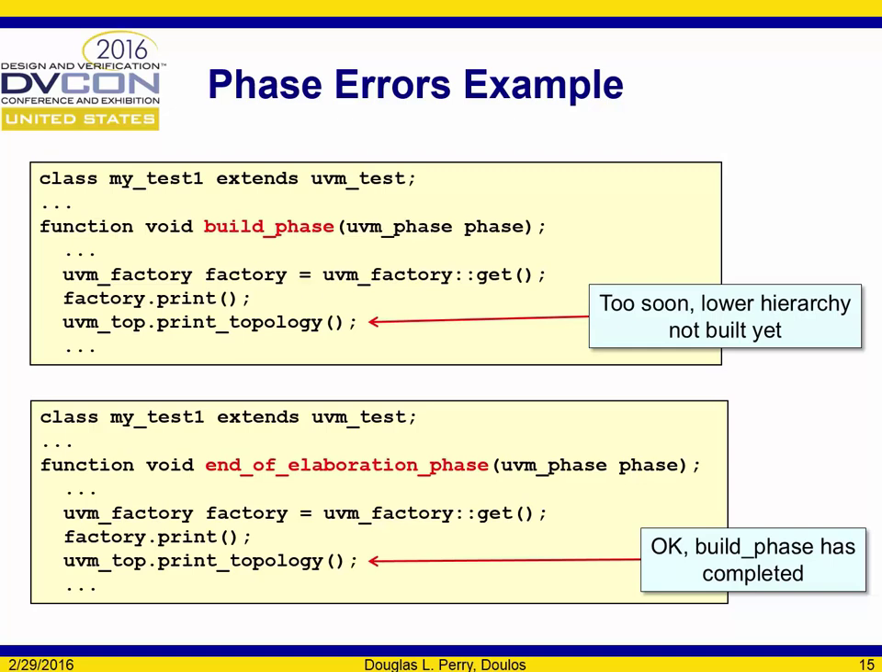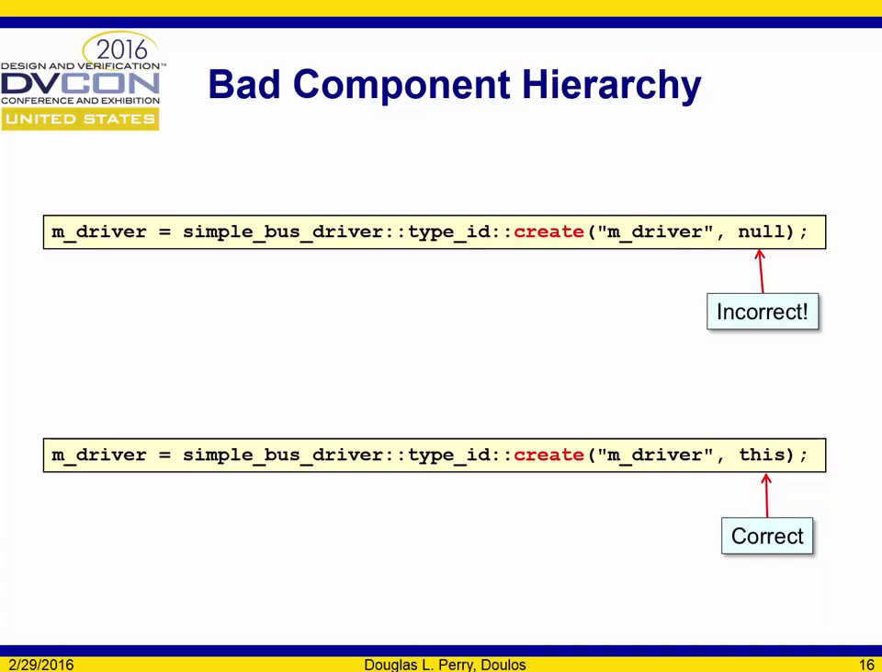hierarchy of your design. All right, so then, as I talked about a little bit already, let's say that you put null here instead of usually it's this, right? This is the component that's building. In this case, we're calling a type ID create. We're going to try to build a component. And usually what you want to pass here is the reference to the actual top-level component that's building this lower-level component. So if you put in null, it assumes a top-level hierarchy.